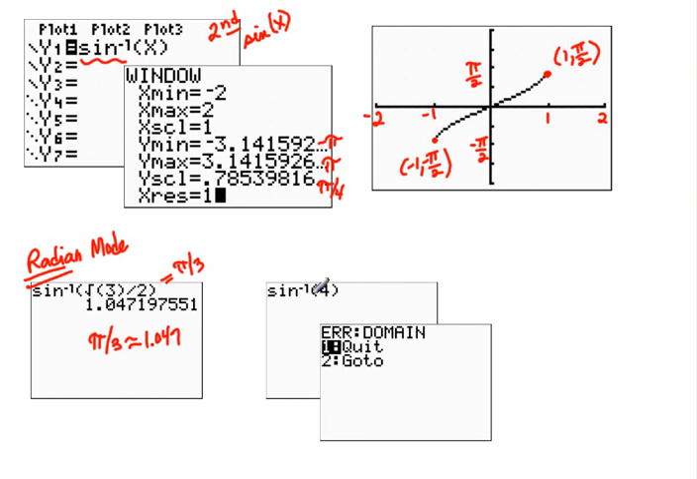Now if I input sine inverse of 4, notice that you will get an error message, and that is because 4 is outside of the domain of the inverse sine, because the inverse sine has a domain between negative 1 and 1.